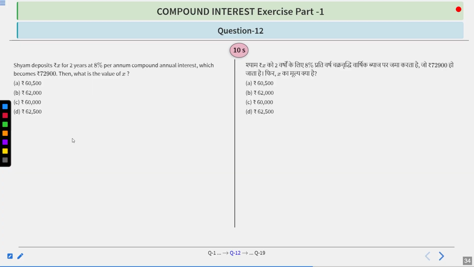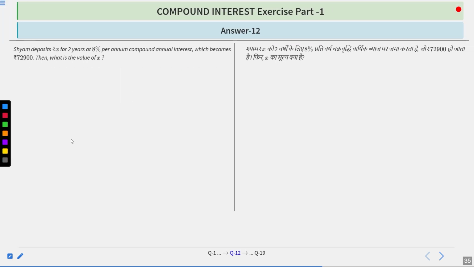Next is, Shyam deposits rupees X for 2 years at 8% per annum compound annual interest, which becomes rupees 72,900. Then what is the value of X? And the options are option A, rupees 60,500, option B, rupees 62,000, option C, rupees 60,000, and option D, rupees 62,500. These are the options. So Shyam deposited rupees X for 2 years at 8% compound interest, and that has become rupees 72,900. Then we have to find the value of X.